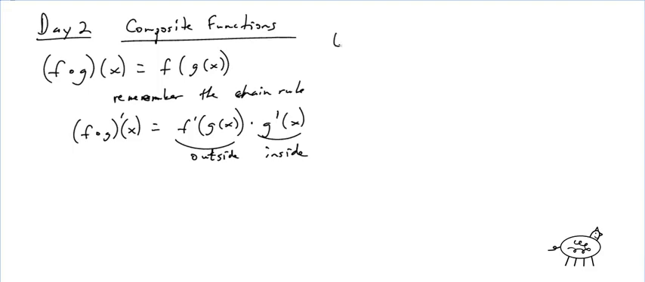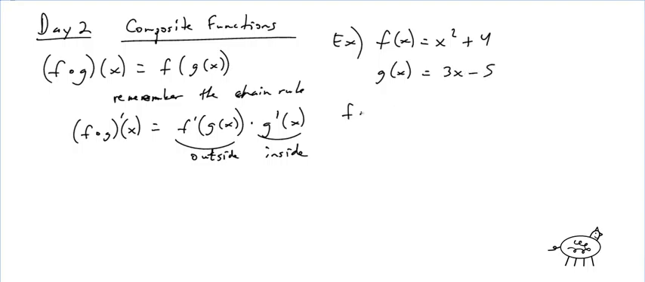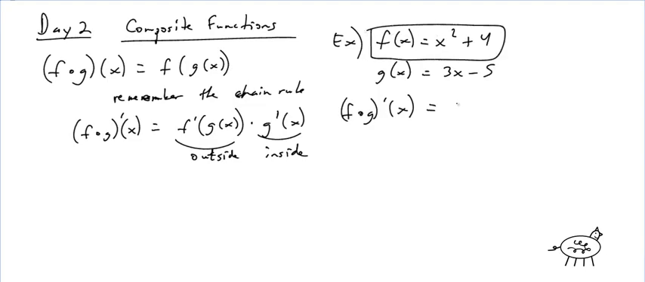Let's do a nice little friendly example. If I give you f of x equals x squared plus 4, and g of x equals 3x minus 5, and I ask for f of g prime of x, this is our outside. So we do the outside first, which is 2x. Then wherever you see an x, you put g of x in there. So it's 2 times the inside, 3x minus 5. Then I take the derivative of the inside, g prime of x, which is just 3.